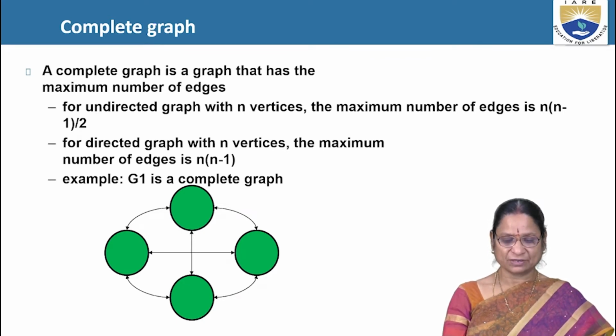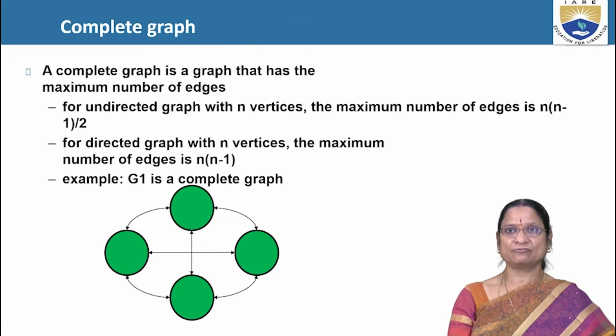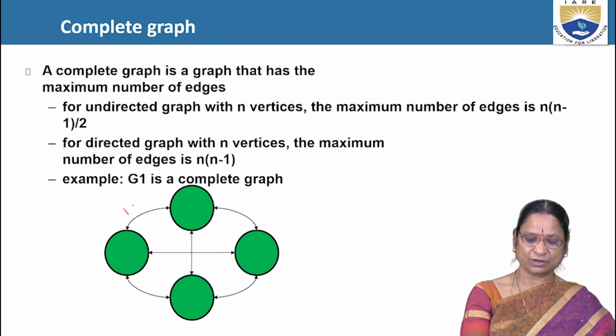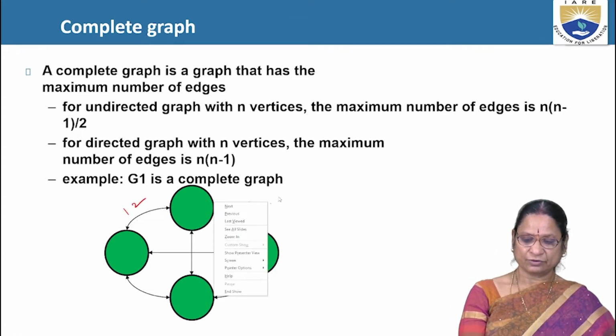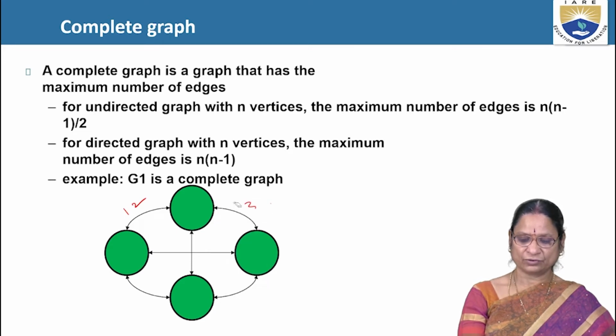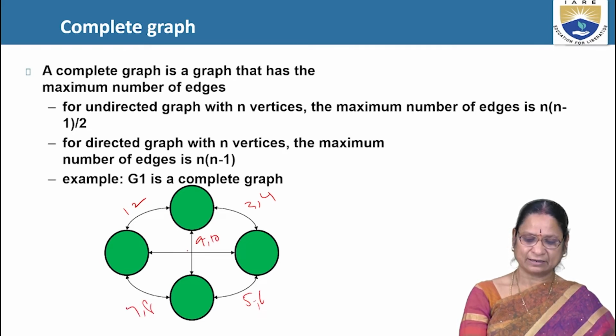If you construct the graph here, it is a directed graph. Both directions are there. So 1, 2, 3, 4, and if you consider here, 3, 4, 2 edges are there, and 5, 6, 7, 8, 9, 10, 11, 12.